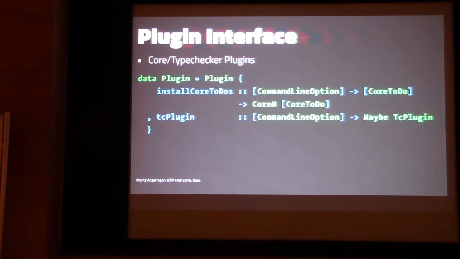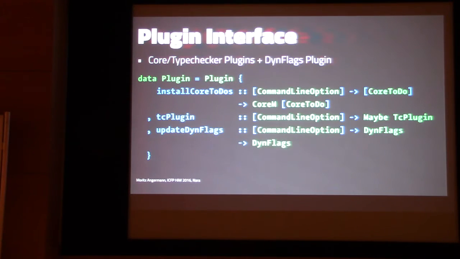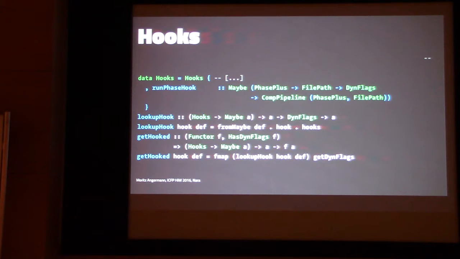So this is the current plugin interface for the core and type checker plugins, and I'd like to add this additional thing, which allows us to update the DynFlags pretty early on. So actually, before the whole compilation starts, you have a chance to pass over all DynFlags and do modifications as you like, and that gets interesting when you look at the hooks, because hooks are in the DynFlags, so you could insert your own hooks from your plugin into the DynFlags. And for example, there's this run phase hook. So if you want to change how the phases are, you could change that completely.